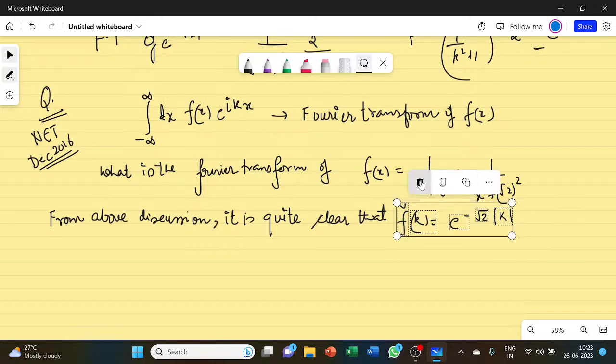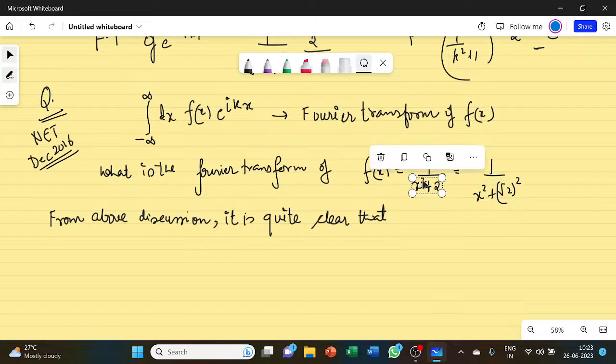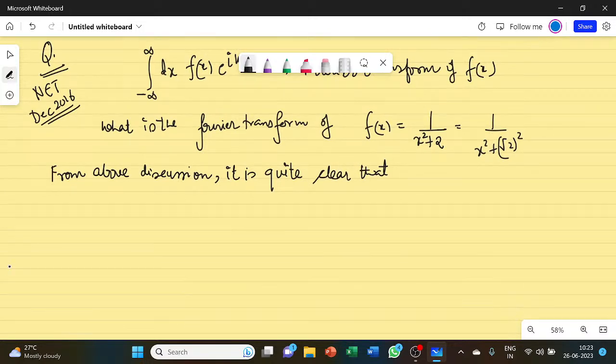I will first write the scaling property so that you will be able to get it. So this was the question in the exam. Now let me show you what is the discrepancy. Let us use the scaling property. Now what is the scaling property?